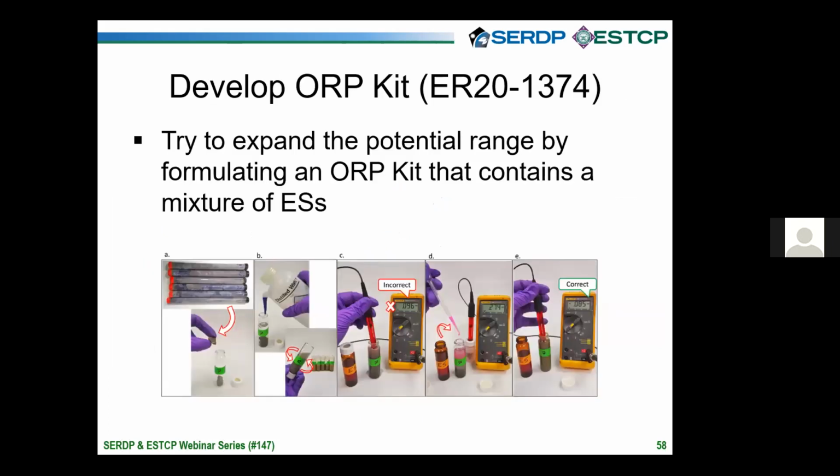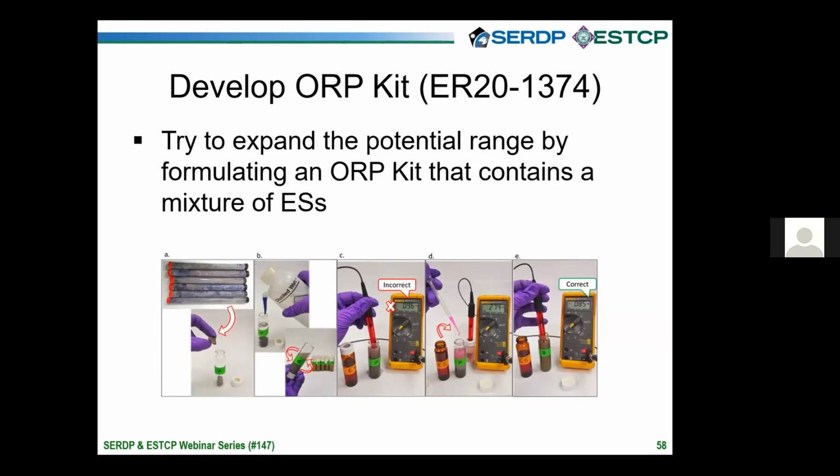This really motivates the ongoing SERDP project, which is to develop a field kit and a protocol for ORP measurements. Earlier I mentioned that in order for an electron shuttle to work, the mineral reduction potential needs to fall into the potential window of the electron shuttle. This represents a dilemma. You have to know the mineral reduction potential in order to select the right electron shuttle to measure the mineral reduction potential. In the field, you likely don't have the luxury to test different electron shuttles to see which one works with your solids.